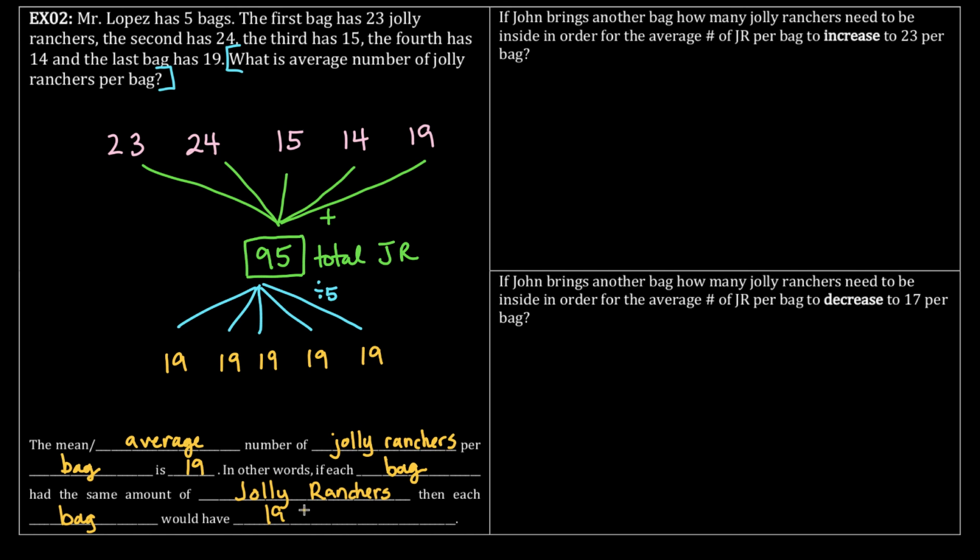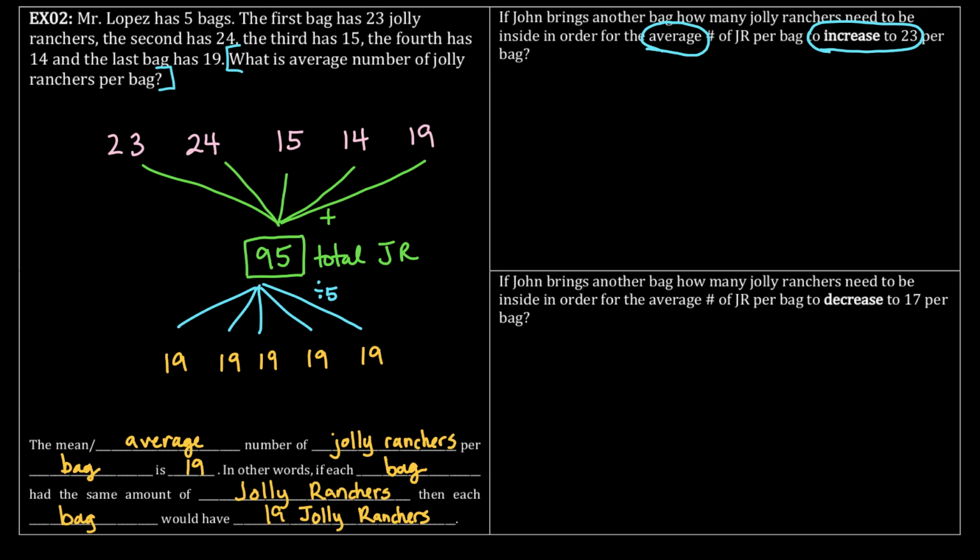All right, so if John is bringing another bag. If John brings another bag, then how many Jolly Ranchers would need to be inside of the bag in order for the average? So we want the average number of Jolly Ranchers to increase to 23 per bag.